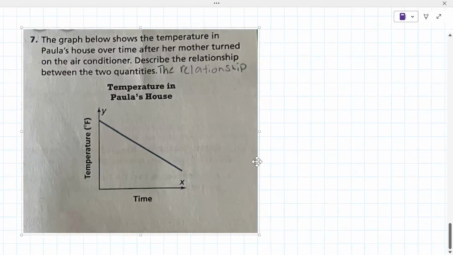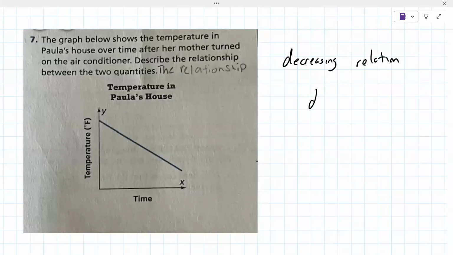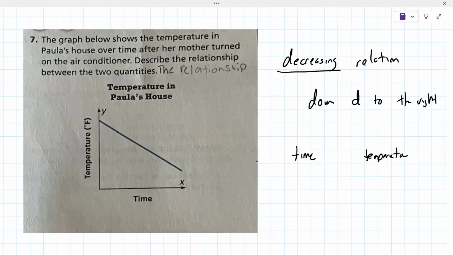Okay. So is this an increasing or decreasing relationship? Decreasing. Why is it decreasing? Because it's going down to the right. Down and to the right. It's as simple as that. Very good. Okay, so for the decreasing relationship, there are two variables: time and temperature. Everything I'm about to say is just for a decreasing relationship. As one variable increases, the other variable decreases.